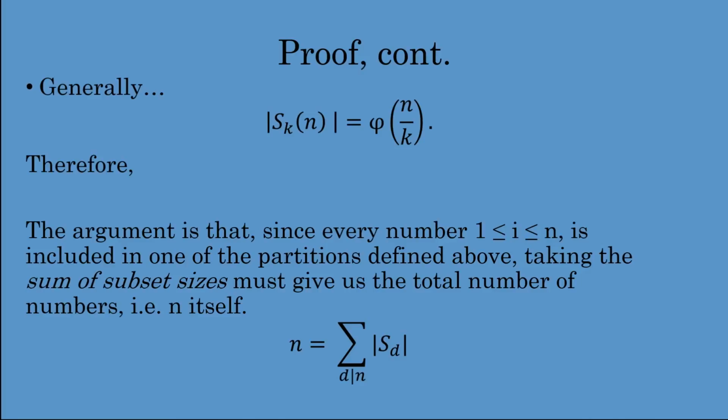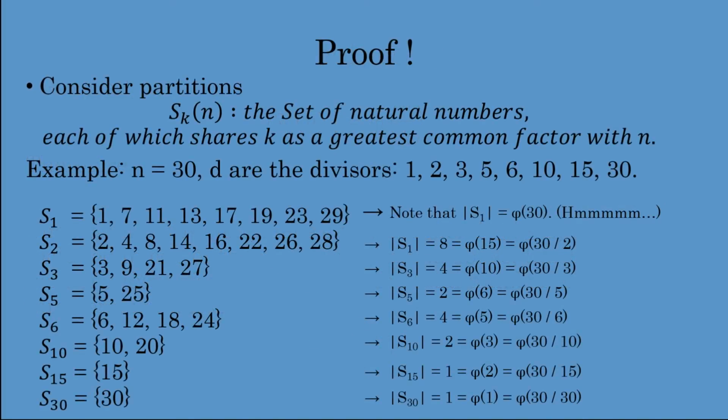The interpretation of this formula is basically that the number of elements of this subset is the number of elements coprime to n over k. And that's because in each of these subsets, we see a pattern where, let's say, S sub 3, for instance: 3, 9, 21, and 27 are all coprime to 30 over 3, which is 10. So they're all coprime to 10.